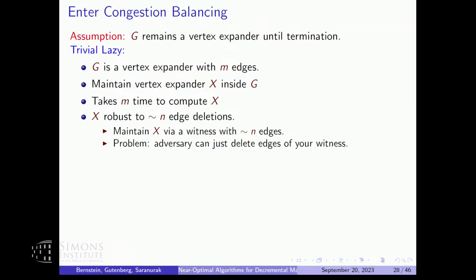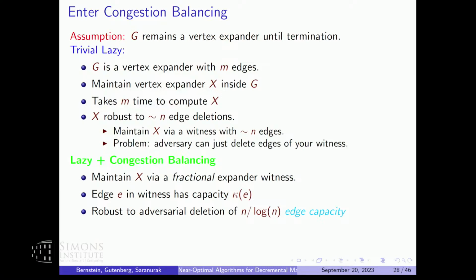The problem is that your graph has m edges, but your witness has n edges, and so the adversary can just delete your witness. This is exactly what we saw the problem was with matching: you have many edges, but your solution has few edges. So if you just use an integral solution, the adversary can easily delete your solution and force you to recompute over and over again. So instead, we're going to maintain a fractional expander witness. Again, we're going to try to have every edge not be used too much, using the capacity kappa. And now we can show that this is robust.